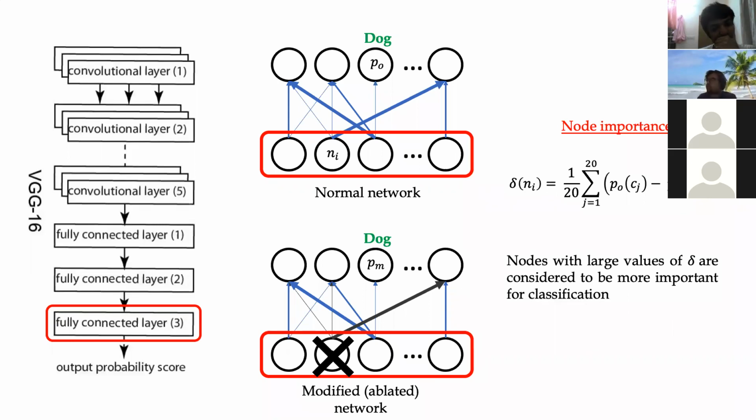Then you compute the difference or the drop in this probability score for that particular category across a bunch of images. And that will be your measure of how important that particular node is for object classification. So how do you determine importance? It is essentially the average drop in probability score.